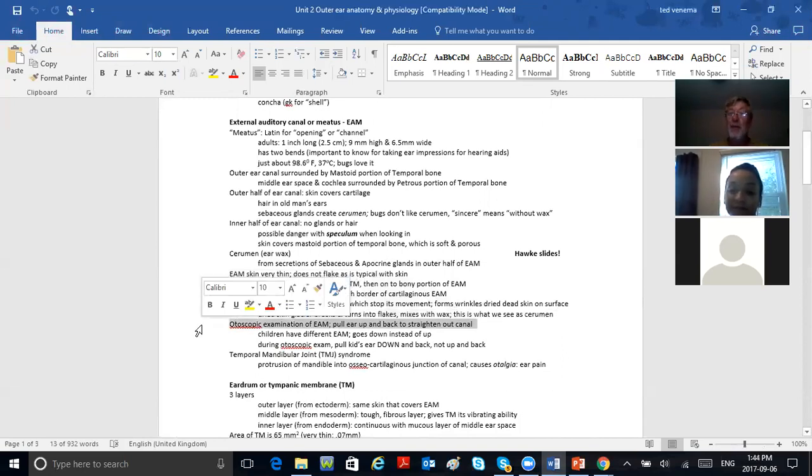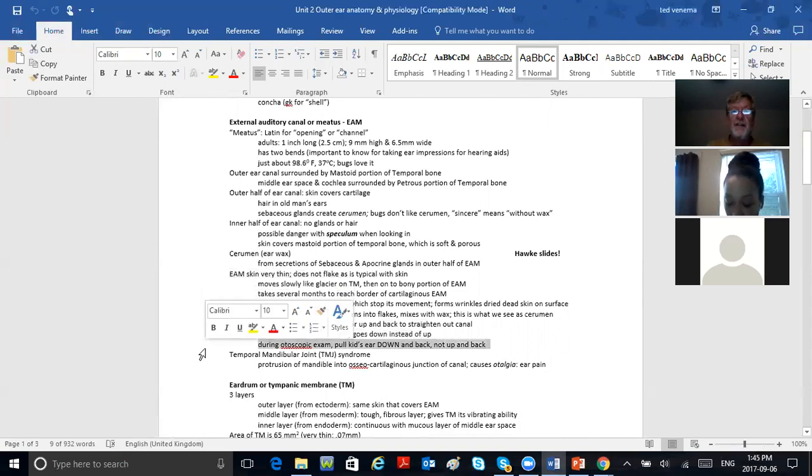Anyway, otoscopic examination of your ear canal. We can always call it the EAM, external auditory meatus. Pull the ear up and back to straighten out the canal. Kids have a differently shaped ear canal. It goes down instead of up. So during an otoscopic exam, you tend to pull a child's ear down and back, not up and back. But we are HISs to be, and we are not testing kids, we are looking in adult ears. So from my perspective, it's most important to know pulling the ear up and back.